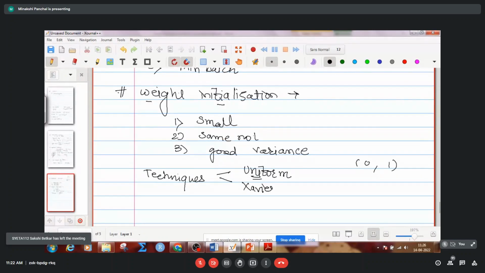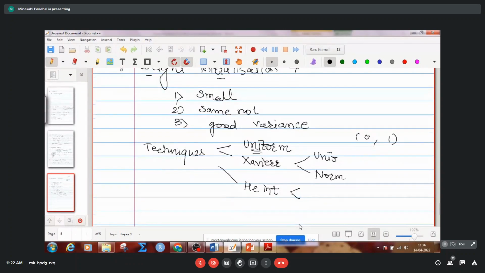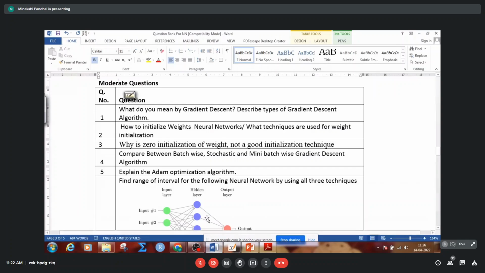Okay. So one is the uniform technique, another is Xavier Glorot. This technique, Xavier Glorot, is again divided into uniform as well as normal. And the third technique is the He init technique. These three techniques we are using. Again, this He init technique is also divided into uniform as well as normal. Okay? If you write this part properly along with these types, that is more than sufficient for the answer in theoretical form also.